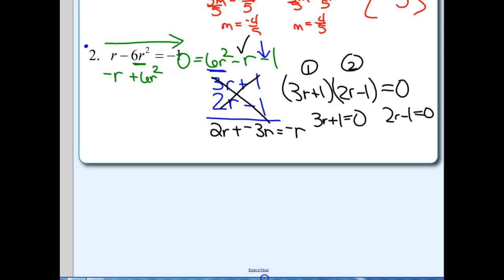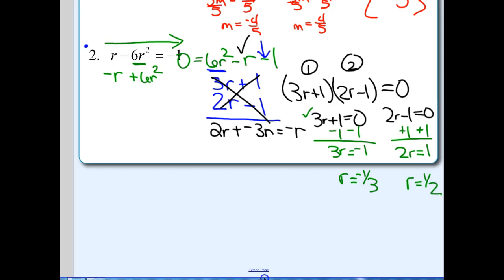All right? So if I look here at the first one, we're going to subtract 1 from both sides. So 3r equals negative 1. And when we divide both sides by 3, we've got negative 1/3. Over here, we're going to add 1 to both sides. So now I've got 2r equals 1. And then we're going to get r equals 1/2 when I divide both sides by 2. So when I get my set builder answer, we've got negative 1/3 and positive 1/2.